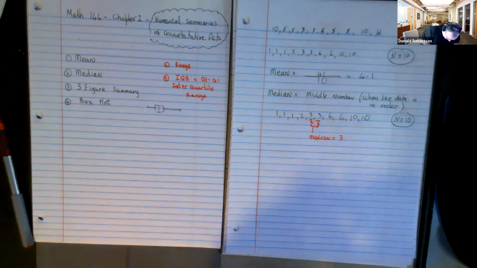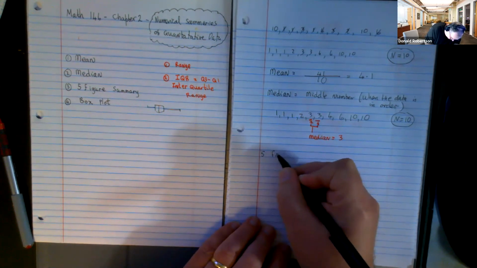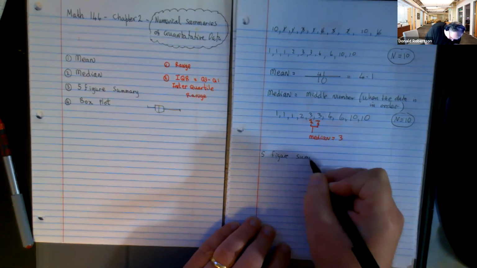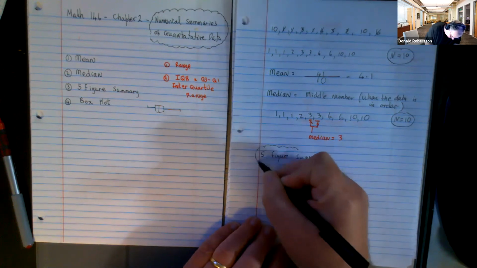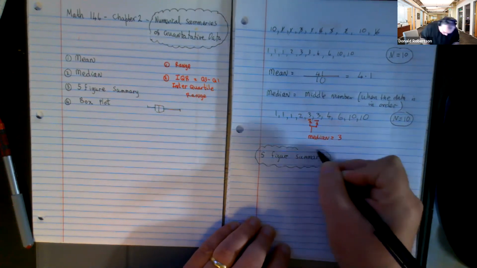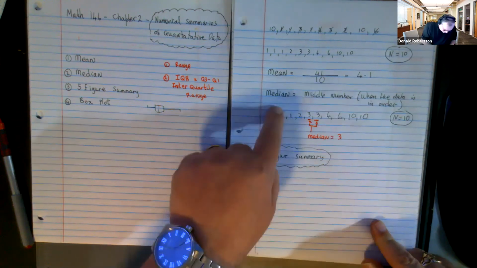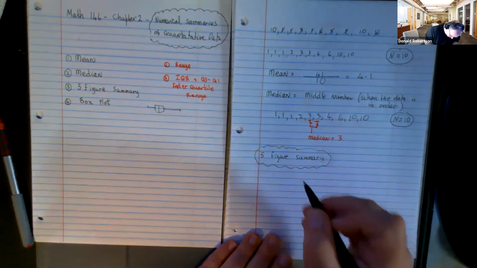And let's now calculate what's called the 5-figure summary. If you take a set of data, like this set of data here, the 5-figure summary is made up of, not surprisingly, 5 numbers, 5 figures.